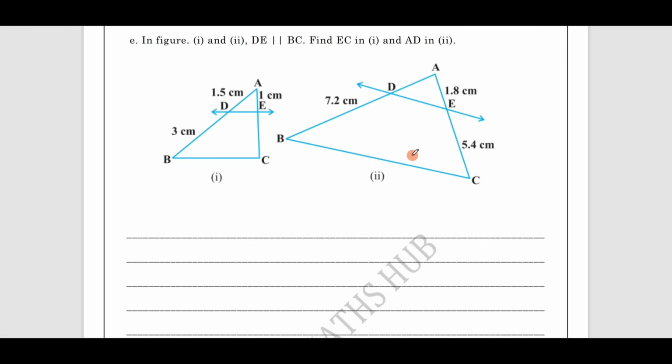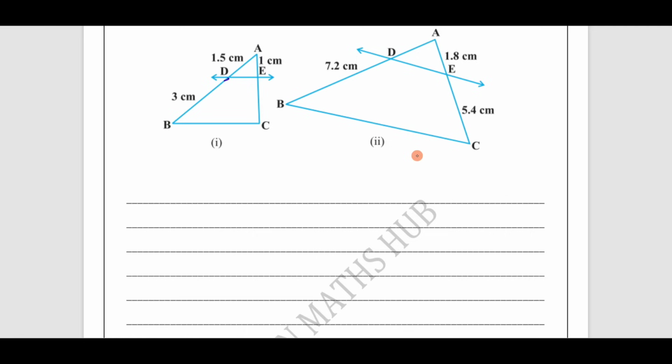Here, in the figure, they have given DE is parallel to BC. That means we should use the concept of Thales theorem. Here in triangle ABC, DE is parallel to BC, and they have given AD as 1.5 centimeter, DB as 3 centimeter, AE as 1 centimeter. We should find EC. Here, what we will do now, we will write the given condition first.